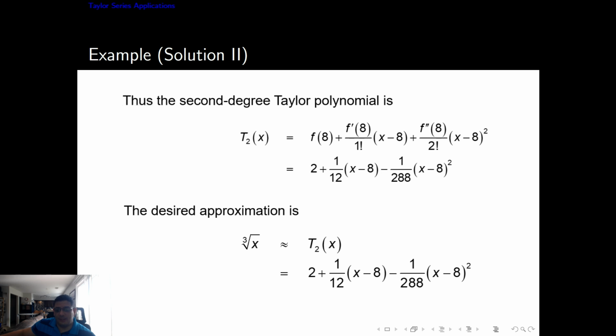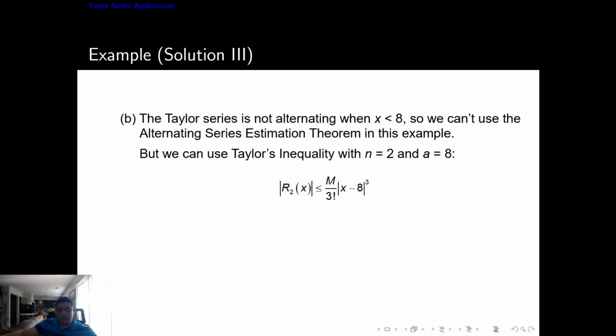And we're approximating the function, but we also got to check what happens with the error. See, the error is going to be the difference, when we're computing in a particular point, between the actual function and the polynomial approximating. So now, according to the information that we have from the options for error, because the Taylor series is not alternating with x less than 8, we can't really use the alternating series estimation. And so we can just use the Taylor inequality when n equals 2 and a equals 8.